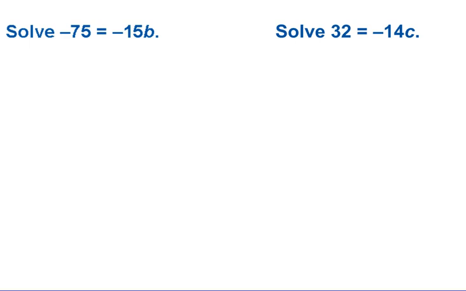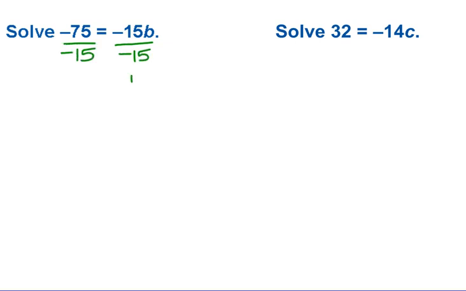We identify our variable. It's a b. The negative 15 is attached. A lot of people see that and want to add 15 to both sides. But that's not the relationship between the variable and the negative 15. The relationship is multiplication. So we're going to do the opposite of multiplication and divide. So we're going to divide by negative 15 on both sides.